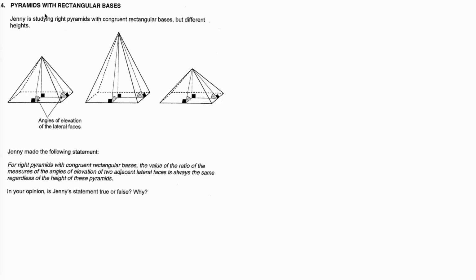Question number 4, pyramids with rectangular bases. These are rectangles, not squares. They can be squares because squares are rectangles, but not all rectangles are squares.